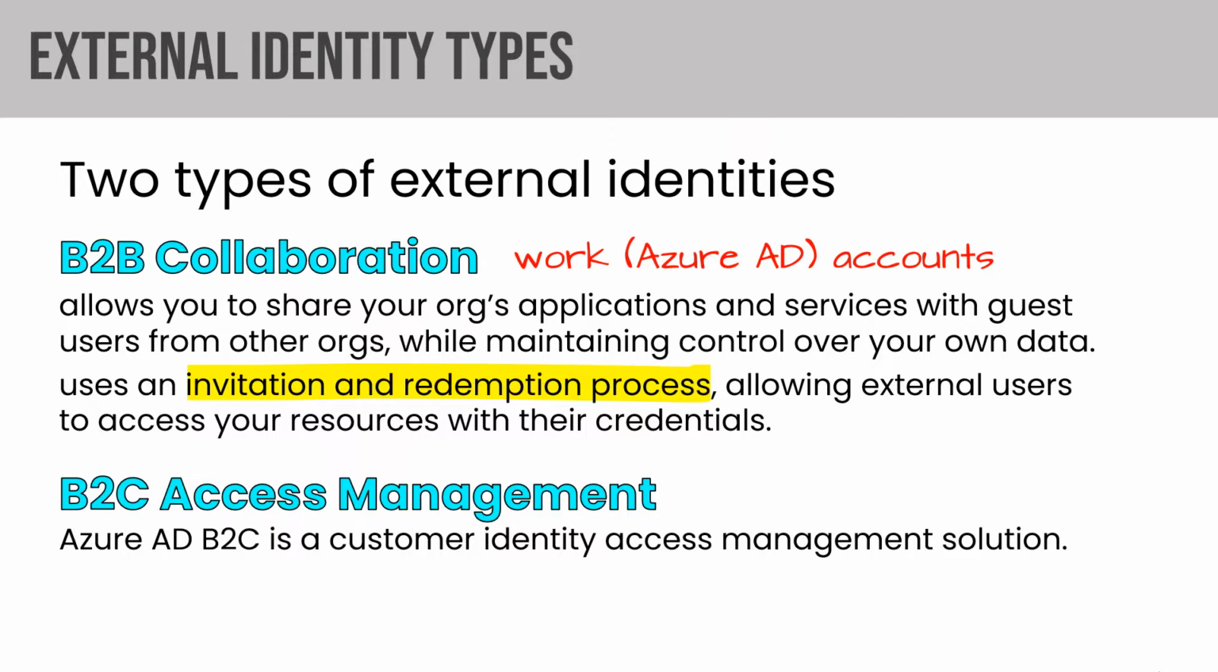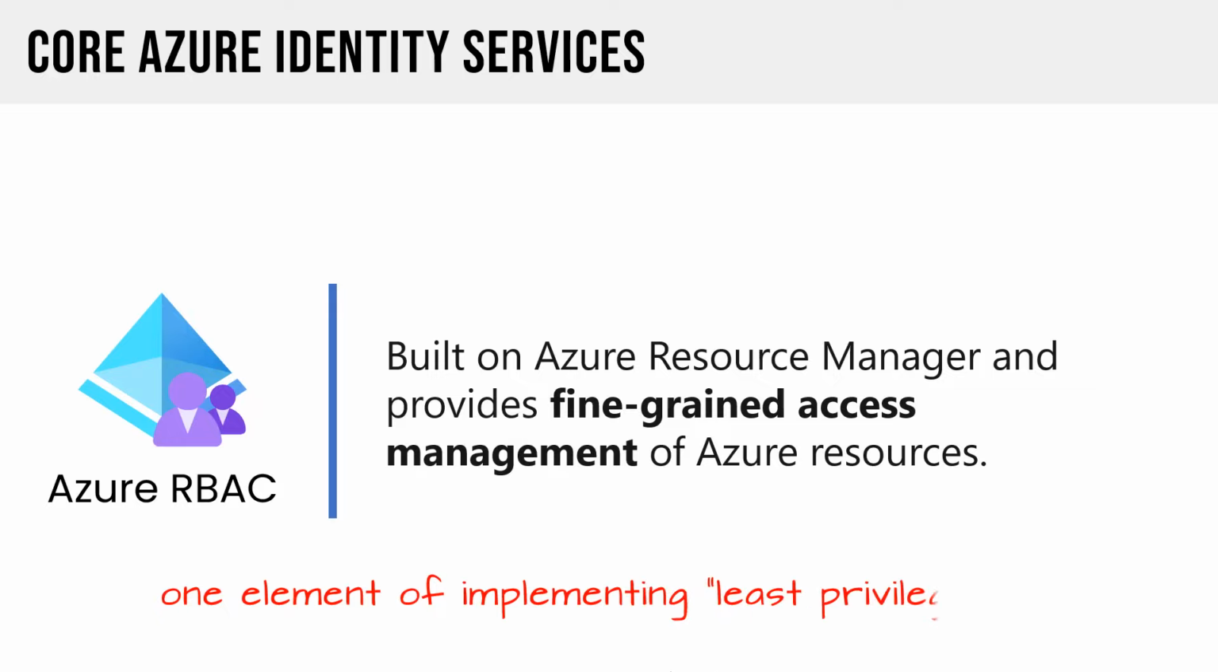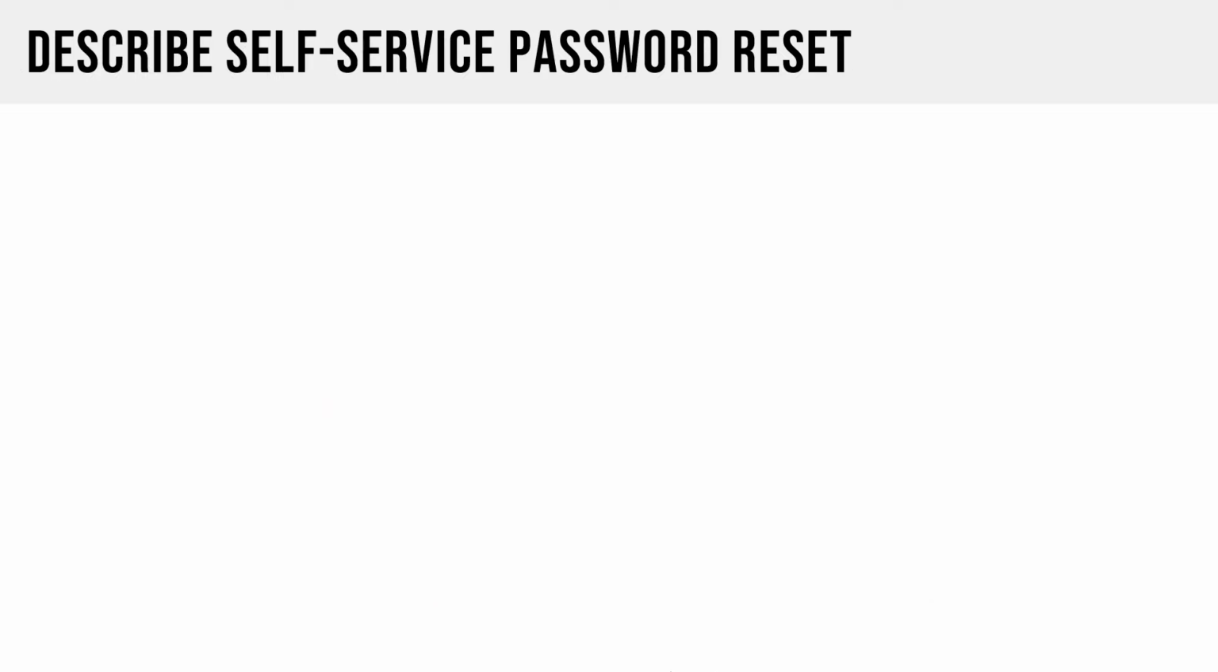So in Azure, RBAC helps you manage who has access to Azure resources, what they can do with those resources, and which resources they have access to. It's built on Azure Resource Manager, and it gives us fine-grained access management for Azure resources. It's one element of implementing least privilege in your environment. So assigning minimum required privilege.